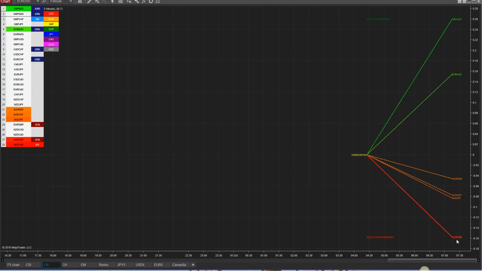This is the Aussie dollar. We've got the Aussie CAD. You probably can't see it, but it is actually there slightly underneath. And we've got the Aussie yen, the Aussie Swiss, and the Aussie New Zealand. So that gives us an instant snapshot.